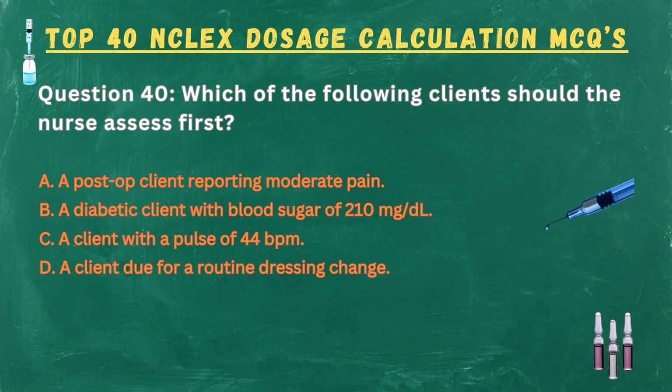Question 40. Which of the following clients should the nurse assess first? A. A post-op client reporting moderate pain. B. A diabetic client with blood sugar of 210 milligrams per deciliter. C. A client with a pulse of 44 BPM. D. A client due for a routine dressing change. Answer. C. A client with a pulse of 44 BPM.